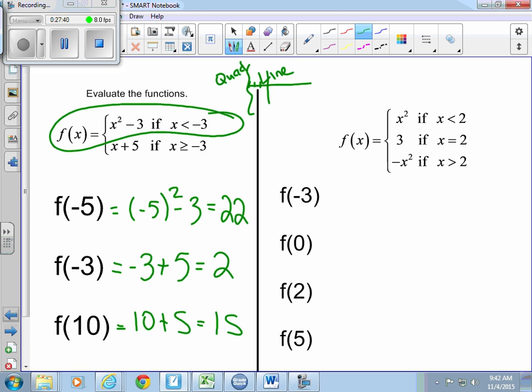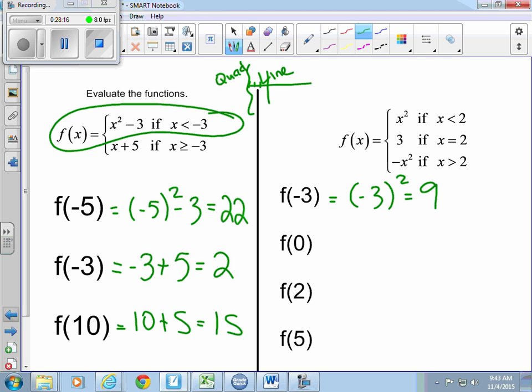F of negative 3. Where will I plug in negative 3? Where is negative 3? Less than 2, right? To the left of 2. So, negative 3 squared is 9. No. Because if it's truly a function, which piecewise functions are, there will never be an overlap. What James keeps saying is if it gets on top, then you would have a function.